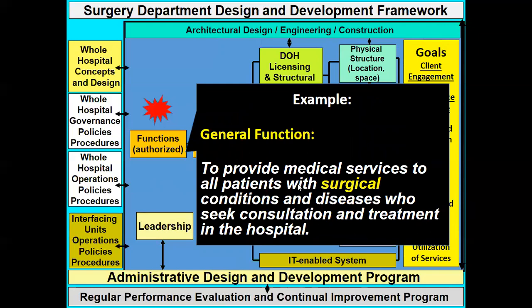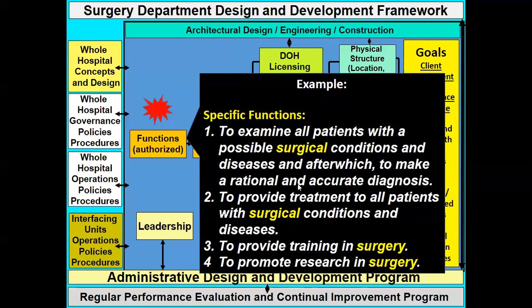Example of general function: to provide medical services to all patients with surgical conditions and diseases who seek consultation and treatment in the hospital. Specific functions: example of the list: 1. To examine all patients with a possible surgical condition and disease, and after which to make a rational and accurate diagnosis. 2. To provide treatment to all patients with surgical conditions and diseases. 3. To provide training in surgery. And 4. To promote research in surgery.